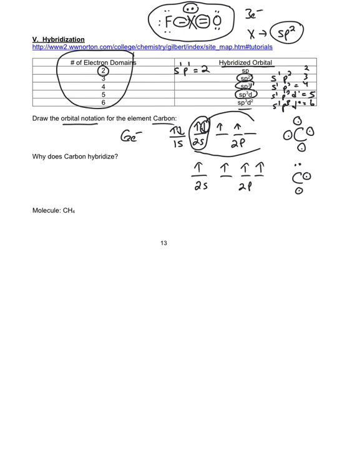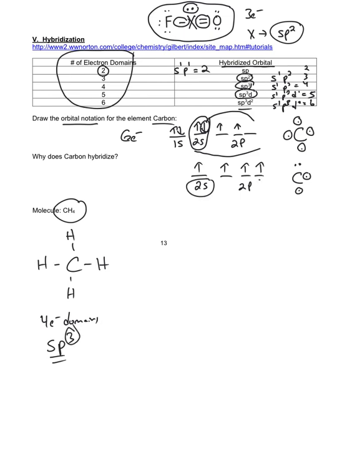Now, if carbon is going to form the molecule CH4, and I were to draw the Lewis structure, how many electron domains does it have? Hopefully you said 4. It has 4 electron domains, and therefore it would have sp3 hybridization. What does that mean? Well, that means that the 2s, one of the s's, and all 3 of the p orbitals, they all hybridize together.